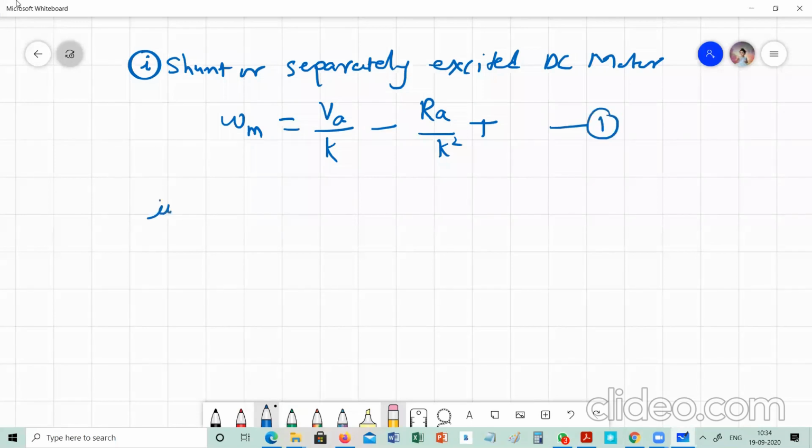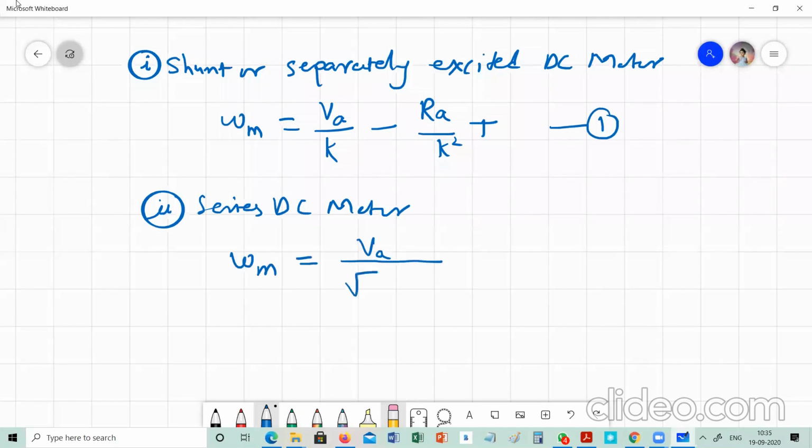And the equation governing the operation of the series DC motor was omega m equal to VA by square root of KEKF into square root of T, minus RA by KEKF. These two equations we have derived.